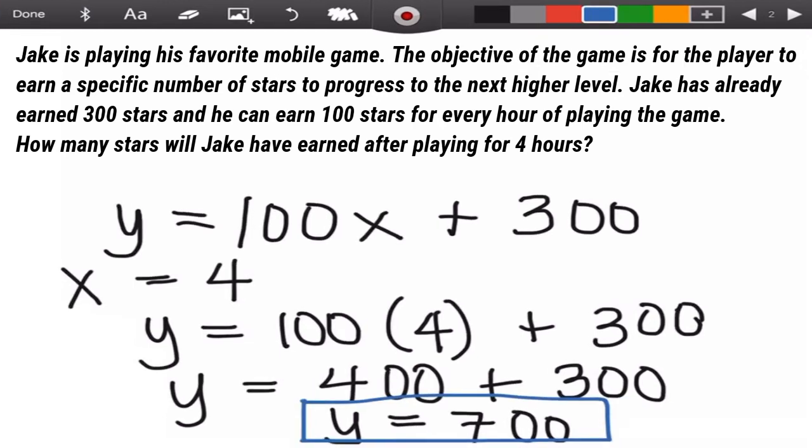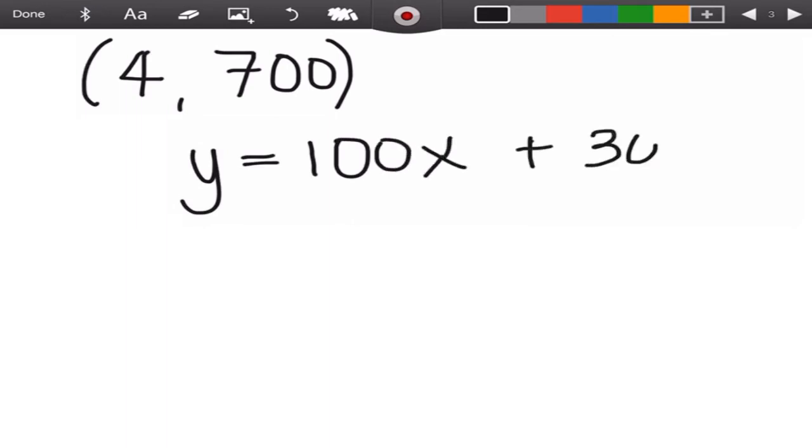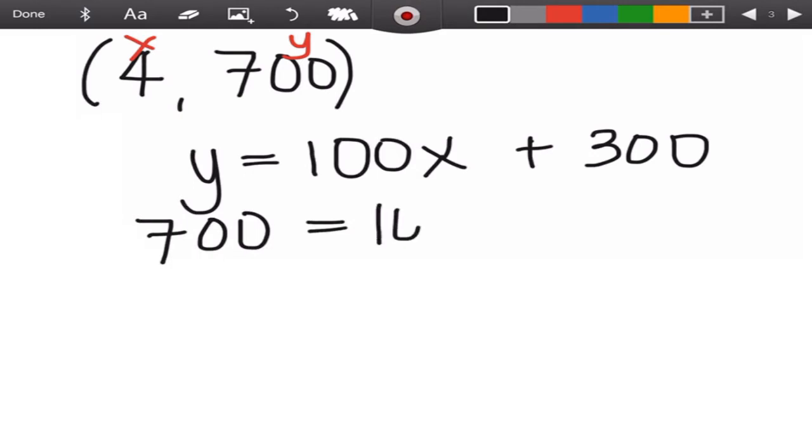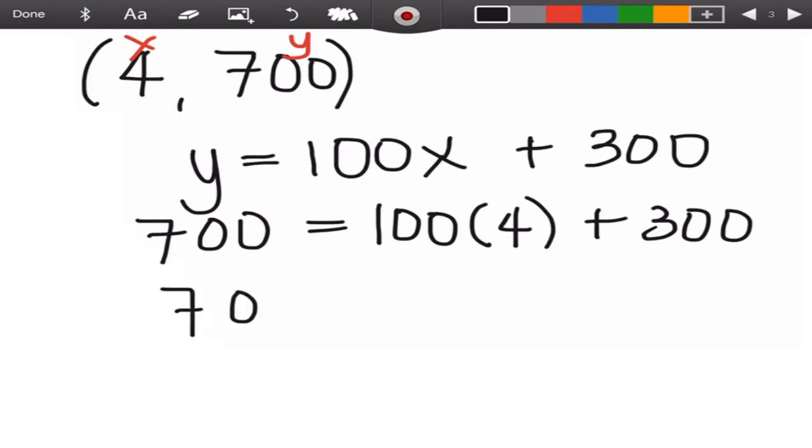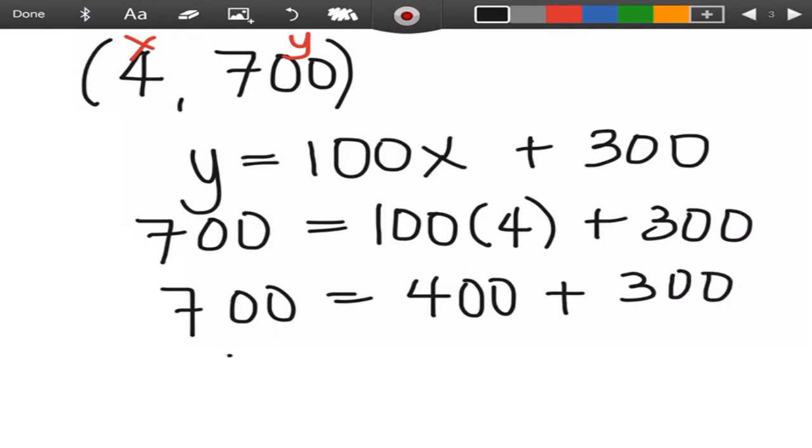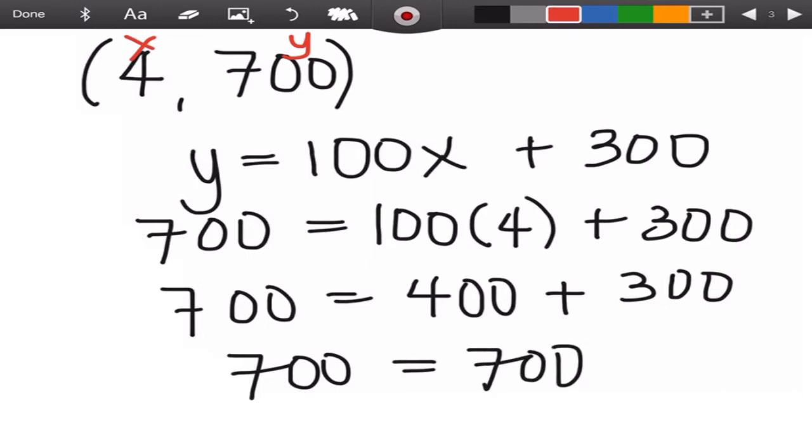If you want to check your answer, we will just substitute the value of x, which is 4, and y is 700. Using our equation y equals 100x plus 300, we will substitute the value of x and y. So we have y, 700, equals 100 times x, which is 4, plus 300. So copy 700. 100 times 4, that is 400, plus 300. So we will have 700 equals 700. So our answer is correct.